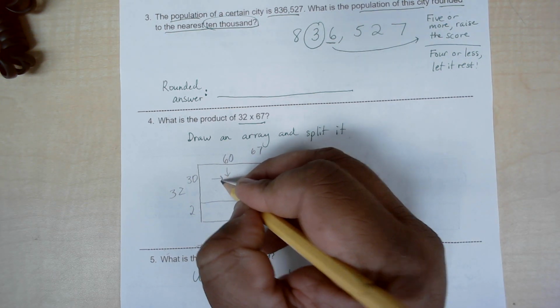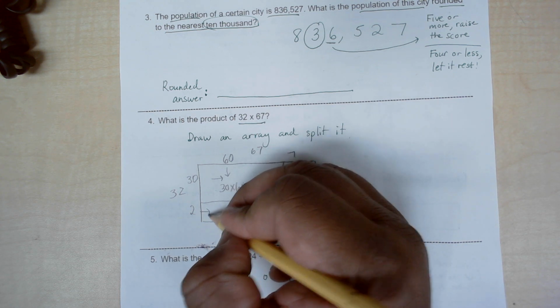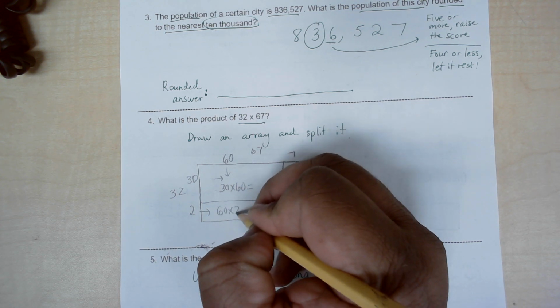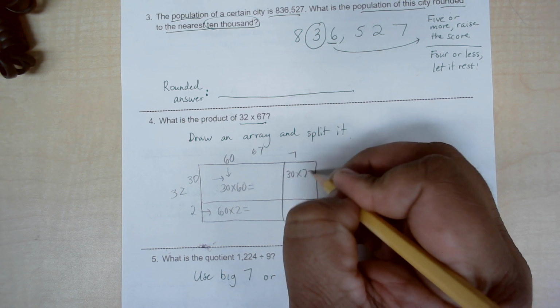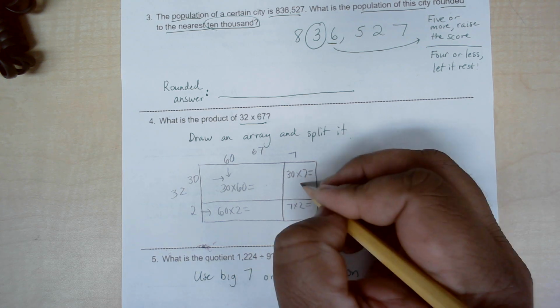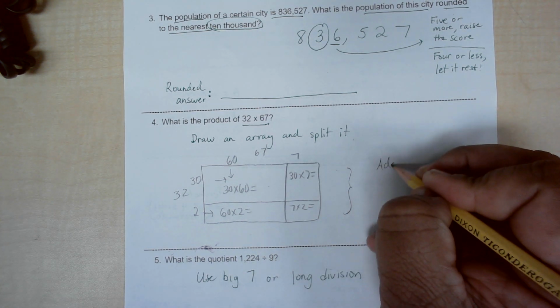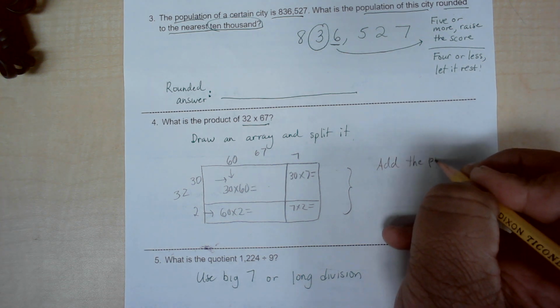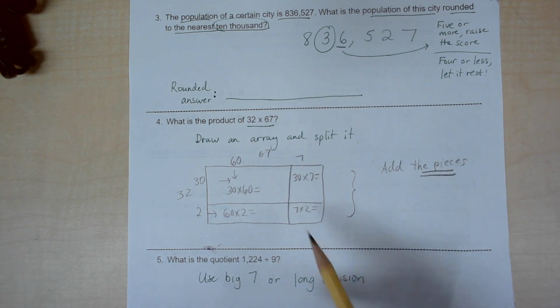You got 30 times 60. You solve that. You have 60 times 2. You solve that. You got 30 times 7. You're going to solve that part, and then 7 times 2. So you have 4 pieces, and you got to add the pieces up. So I'll put add the pieces. But multiply, then add.